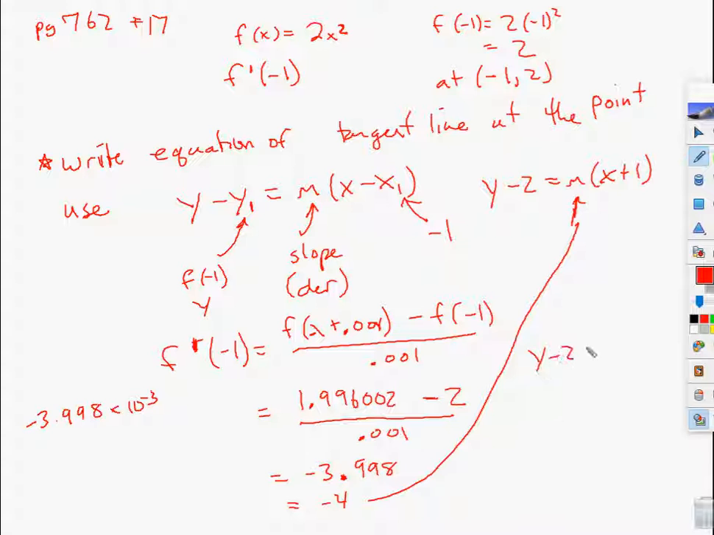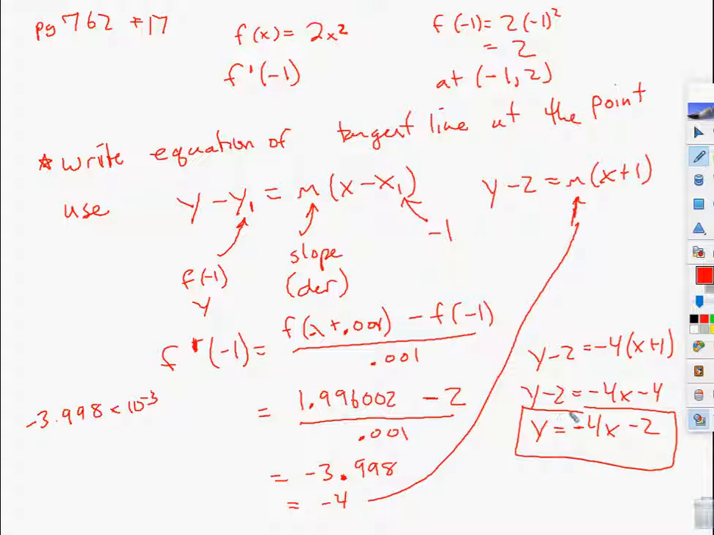So y minus 2 equals -4 times x plus 1. I'll go ahead and distribute the -4 so I can get this into slope-intercept form and add the 2. So -4x, add the 2, -2. So that looks like the equation of the line in slope-intercept form. Yes, that makes sense. That should be correct.